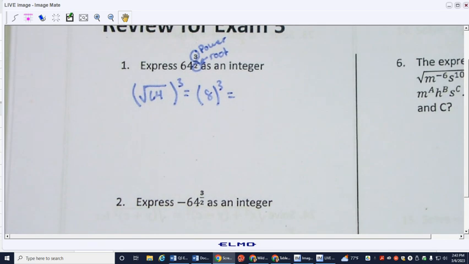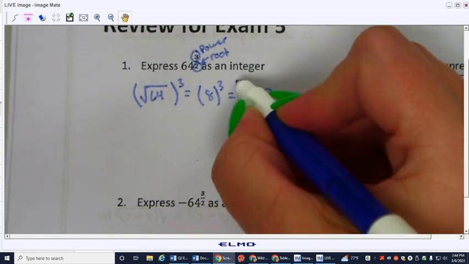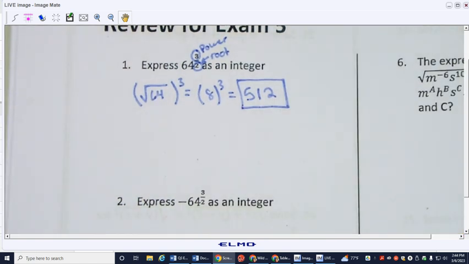I'm going to use my handy list on the board. This is 2, 3, 4, 5, 6, 7, 8. 8 to the 3rd power is 512. I will not erase that between now and testing. Okay? We're going to skip number 2 and go to number 3. But any questions on number 1? Okay, let's go to number 3.